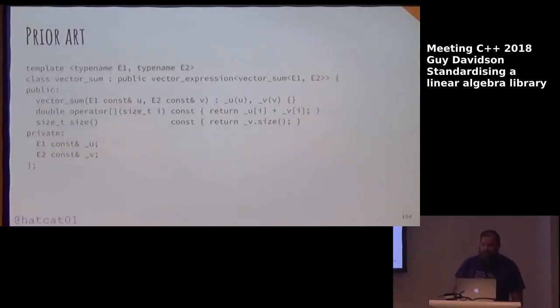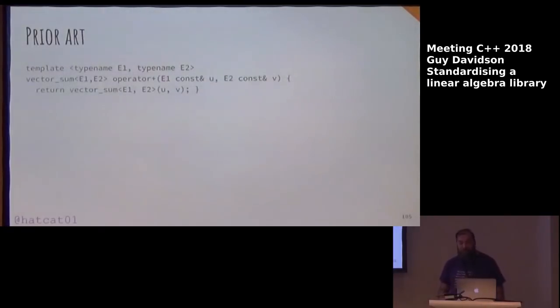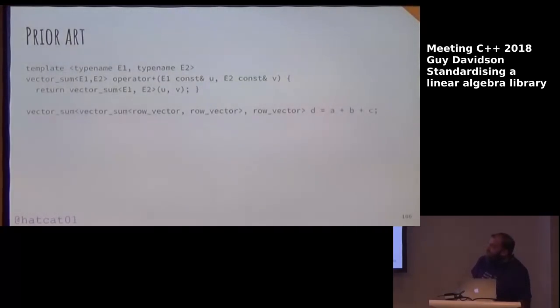And that's templated on the types of the left and right-hand side of the sum so that it can be applied to arbitrary pairs of vector expressions. An overloaded operator plus serves as syntactic sugar for the vector sum constructor, like that. And with the above definitions, the expression a plus b plus c is actually of this type, which is quite the mouthful, I appreciate.